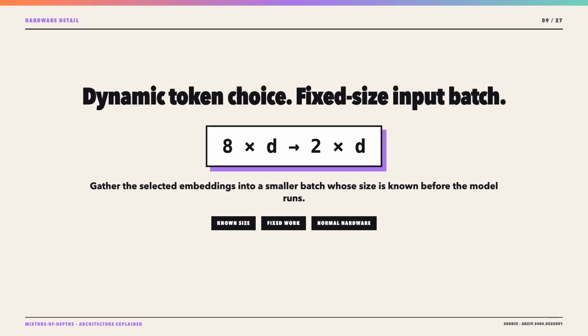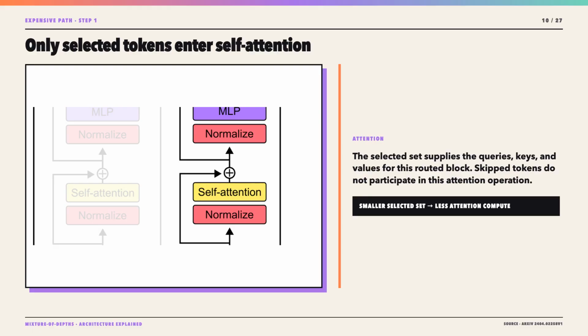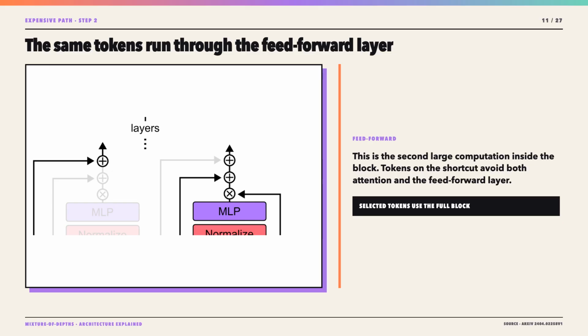The selected token embeddings are gathered into a smaller fixed-size batch. That detail matters. The model makes a dynamic choice about token identity while the hardware always receives the same amount of work. Only the selected tokens enter self-attention in that routed block. They form the queries, keys, and values, so attention is computed over the smaller selected set instead of the complete sequence. After attention, the same selected tokens pass through the feed-forward layer. This is the other large computation inside a transformer block, and skip tokens avoid it completely for this layer.